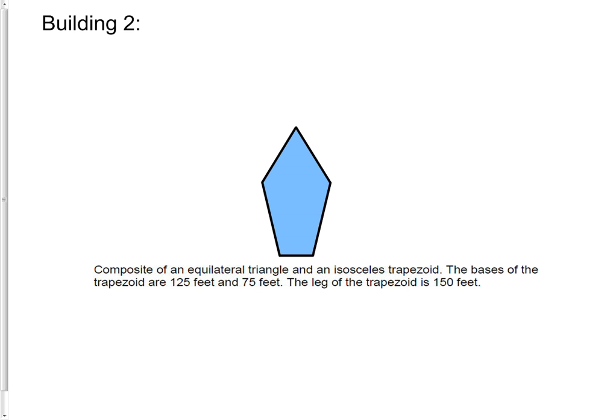Further, I give you measurements: the bases of the trapezoid are 125 feet and 75 feet, and the leg of the trapezoid is 150 feet. I will read that again for you in case you're looking at a small screen and can't see those words. It's a composite of an equilateral triangle and an isosceles trapezoid. The bases of the trapezoid are 125 feet and 75 feet, and the leg of the trapezoid is 150 feet.